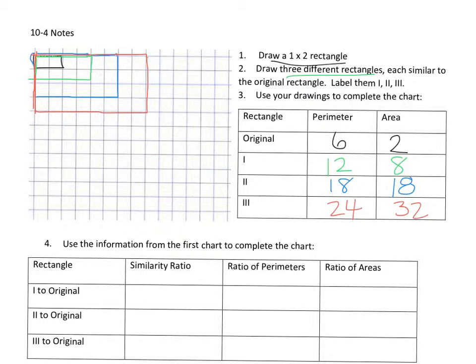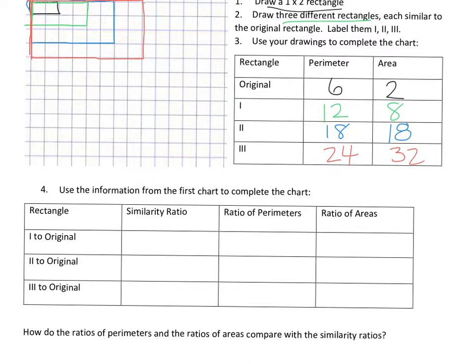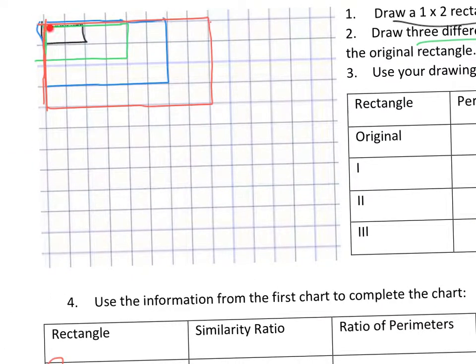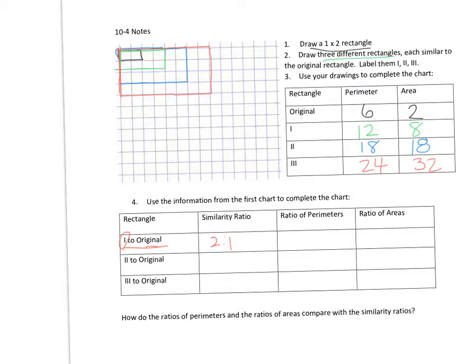Okay. So the similarity ratio of the first to the original. So if I look at the side length right here, the original one is 1 and the other one is 2. The ratio of the perimeters: the first figure has a perimeter of 12 and the original has a perimeter of 6, so the ratio is 2 to 1. Now if we compare the areas, the first figure has an area of 8 and the original one has 2, so it's 4 to 1.